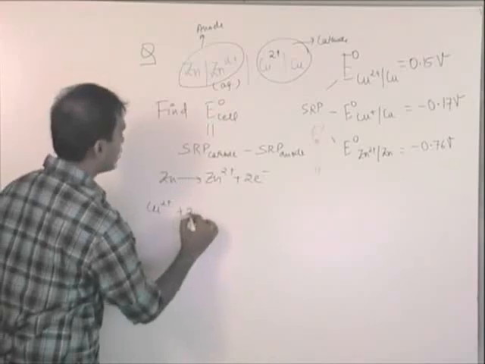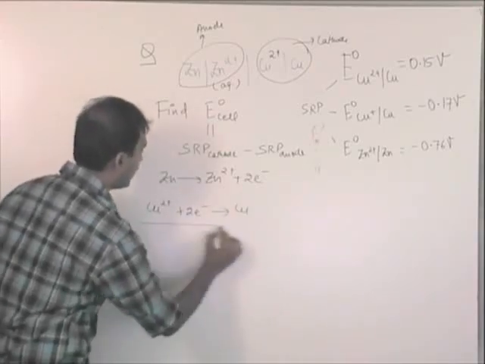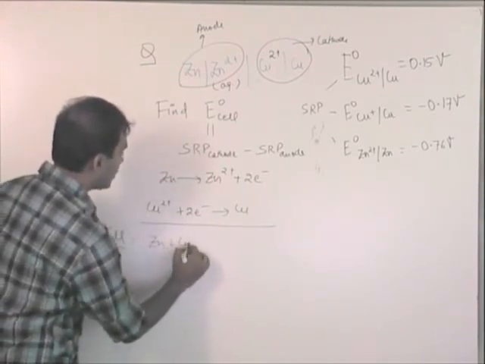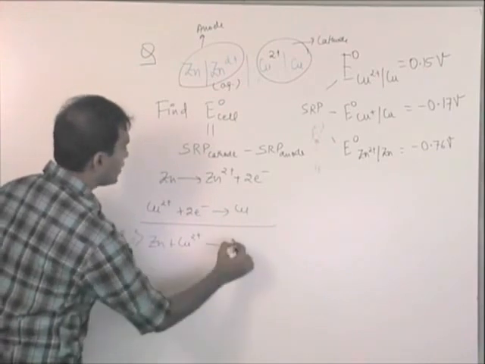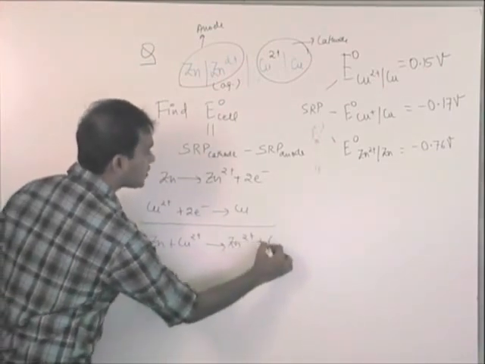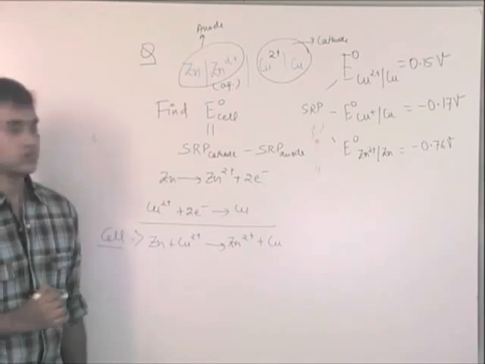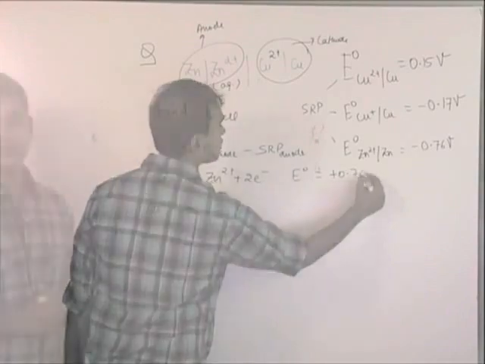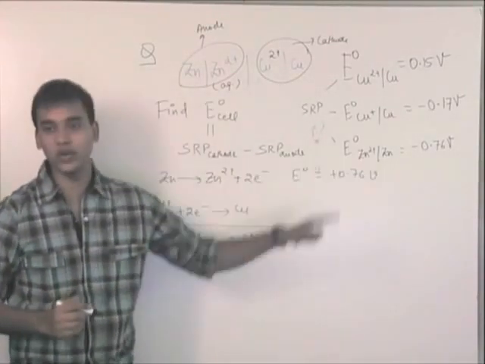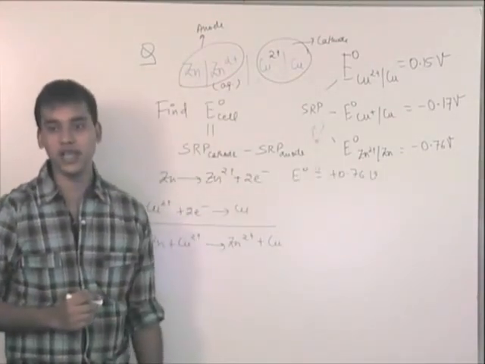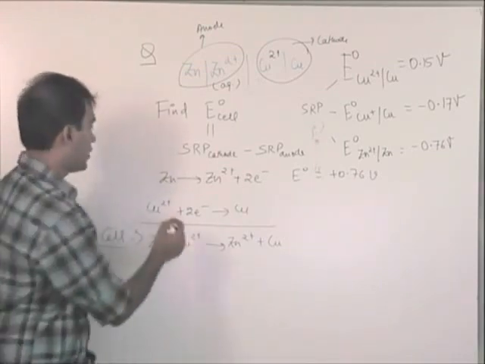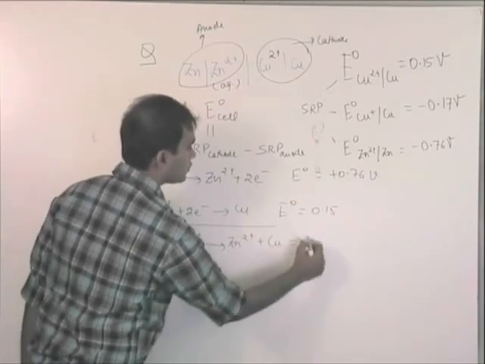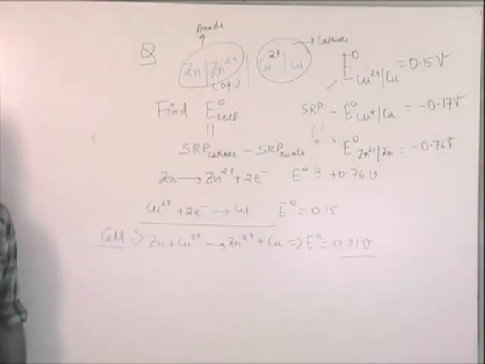Copper 2 plus plus 2 electrons gives copper, and finally this is my cell, which is Zn plus copper 2 plus gives Zn2 plus and copper. So for this reaction I know E naught is plus 0.76, because for the opposite reaction I know E naught is minus 0.76. Clear? And here I know E naught, so for this E naught will be simple.